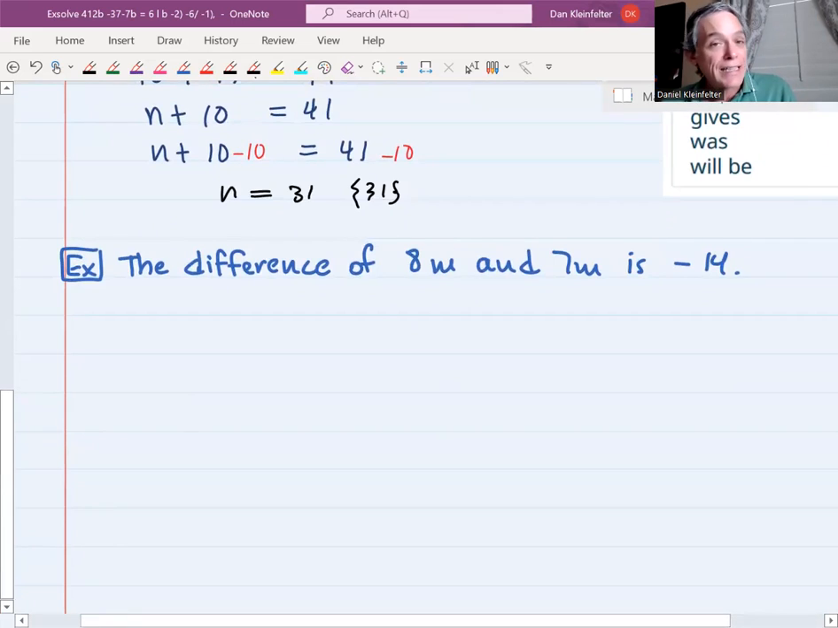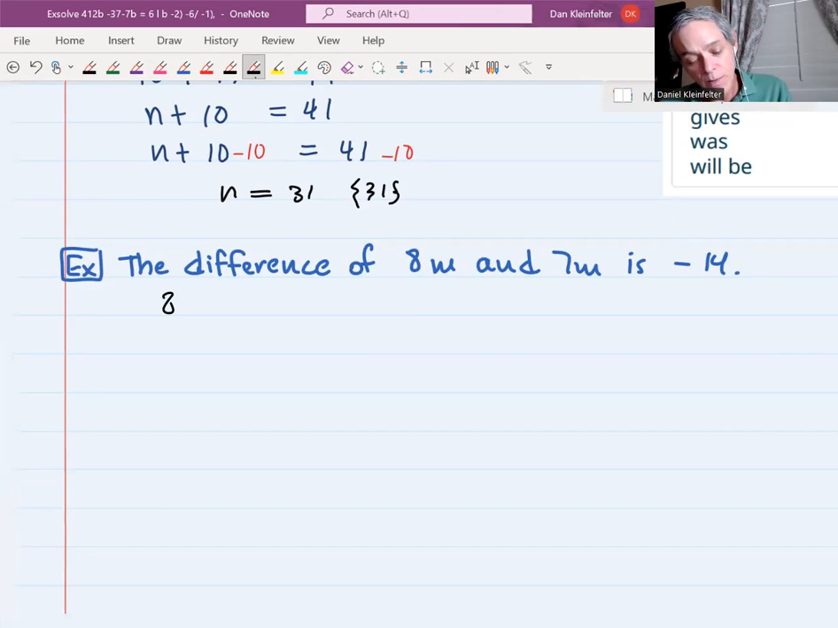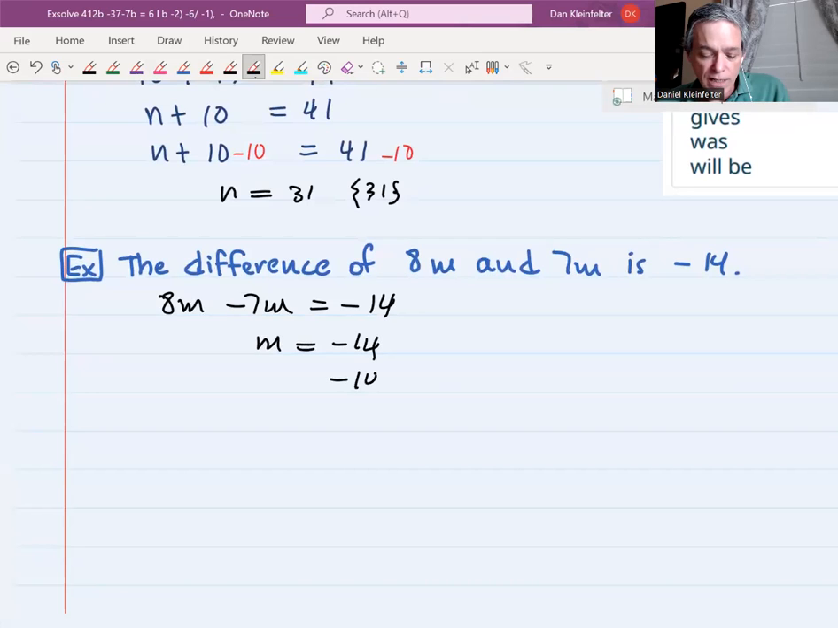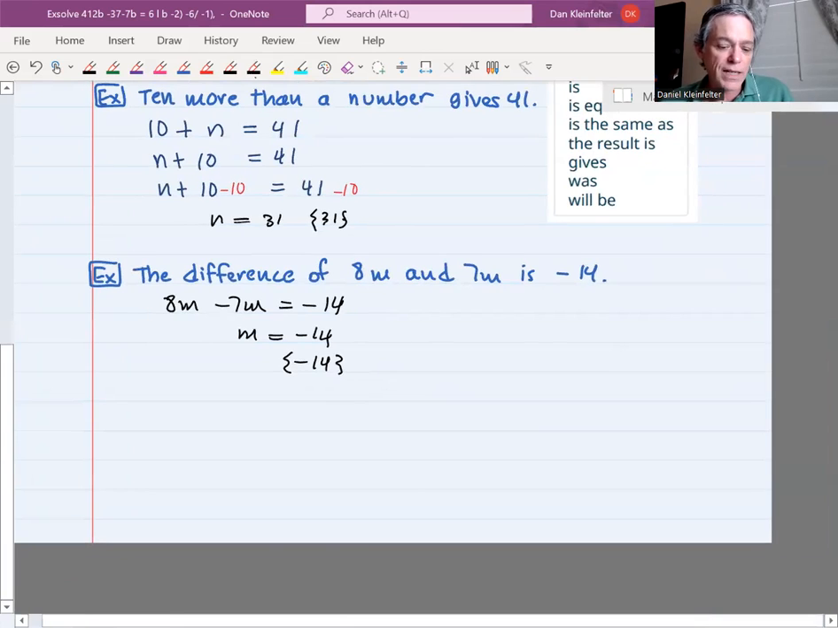Okay. The difference of 8m and 7m is negative 14. Difference means subtraction, right? So this will be 8m minus 7m. "Is" is where our equal sign will be. That's the negative 14. Combining like terms, 8m minus 7m is a single m. And so our solution here is negative 14. Okay, so we've translated here from English into math.